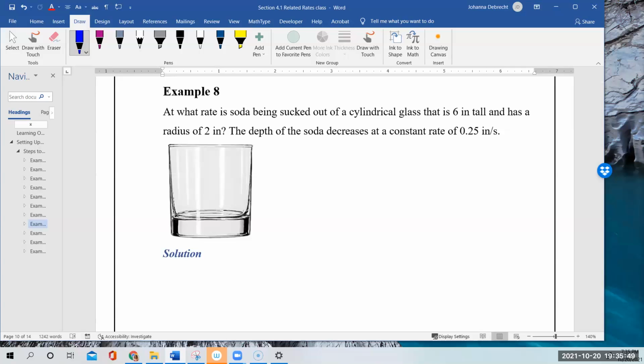Let's take a look now at the next problem, which is example number 8. At what rate is soda being sucked out of a cylindrical glass that is 6 inches tall and has a radius of 2 inches? The depth of the soda decreases at a constant rate of 0.25 inches per second.